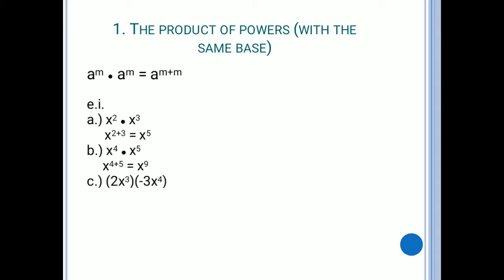2x to the third power multiplied by negative 3x to the fourth power. Ang una natin gagawin ay multiply the numerical coefficient. So, 2 multiplied by negative 3 is equal to negative 6 because negative multiplied by positive is equal to negative. Then, yung base natin ay x. And then, our exponents are 3 and 4. So, 4 plus 3 is equal to 7. So, our final answer is negative 6x to the 7th power.